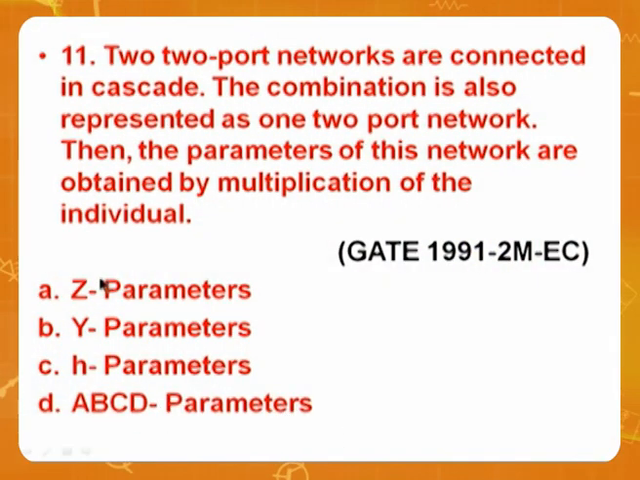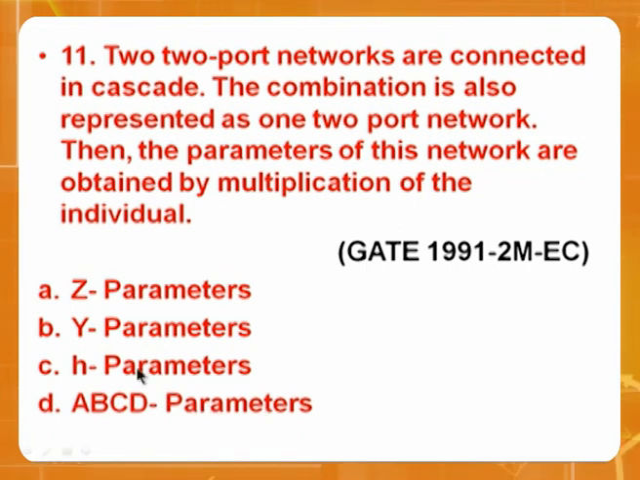So look here, all the four are there. Z is there, Y. Actually, they don't need to put two, because if Z is true, Y is also true. Right? So better is ABCD. Cascading is by ABCD. I'll tell you one by one. Z parameters: series and series. Y parameters: parallel and parallel.